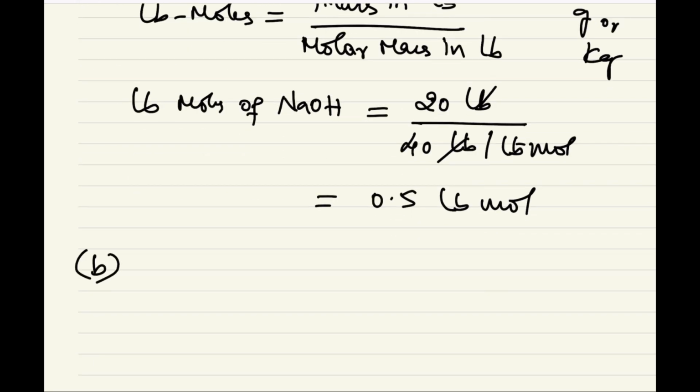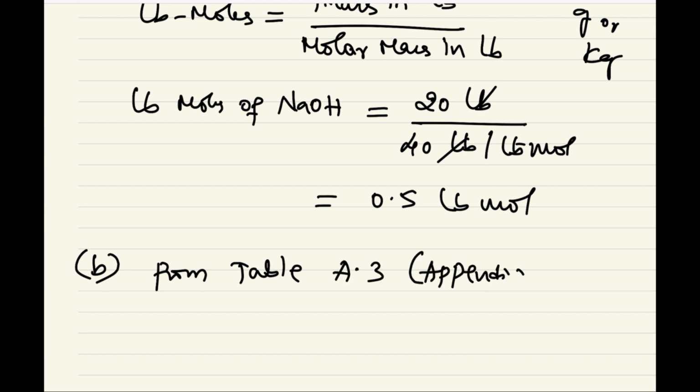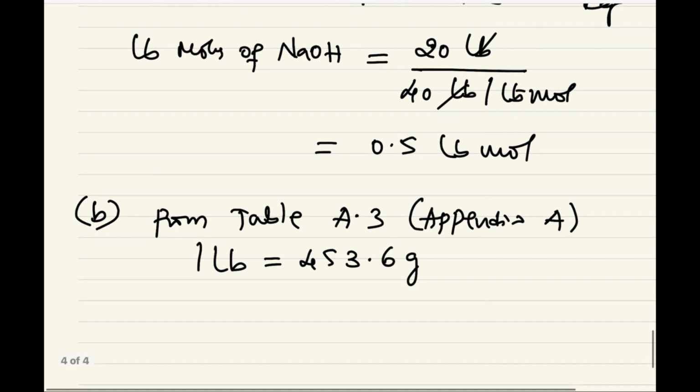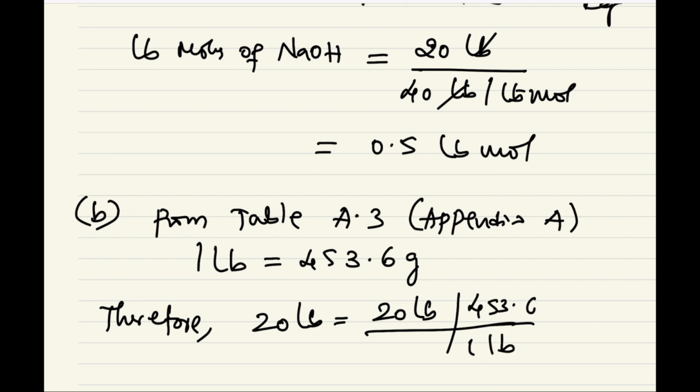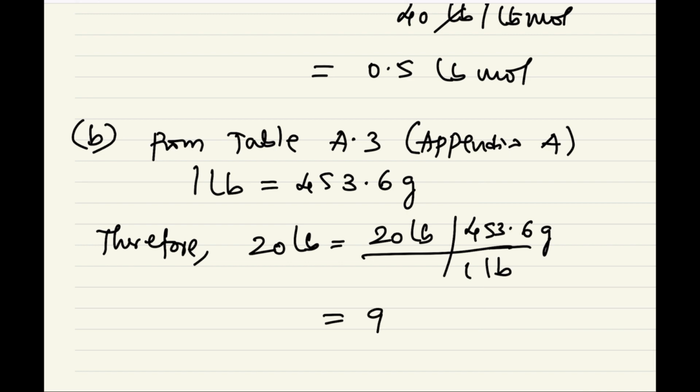We need to understand the conversion from pounds to gram. From table A3 in the appendix, we know that 1 lb is nothing but 453.6 gram. So first let us convert the given 20 pounds. 20 lb times 453.6 grams per lb, if you do the calculation, you end up with 9072 grams.